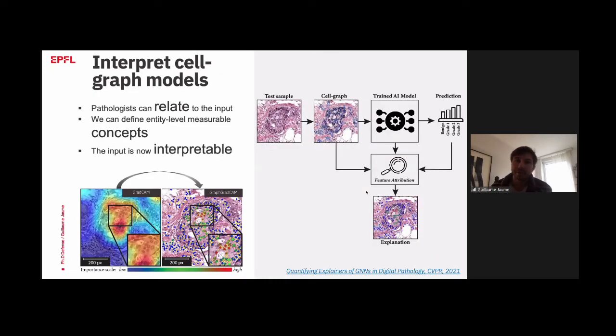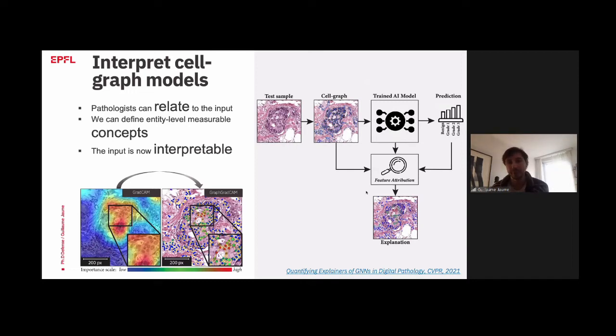So now we can look at cell graph models where the nodes represent nuclei. And again, as our input graph is biologically meaningful, we can define measurable nuclei-level concepts to characterize them and compare it with our prior knowledge and prior understanding of the task, which is why we claim that our input is more interpretable. So the idea is the following.